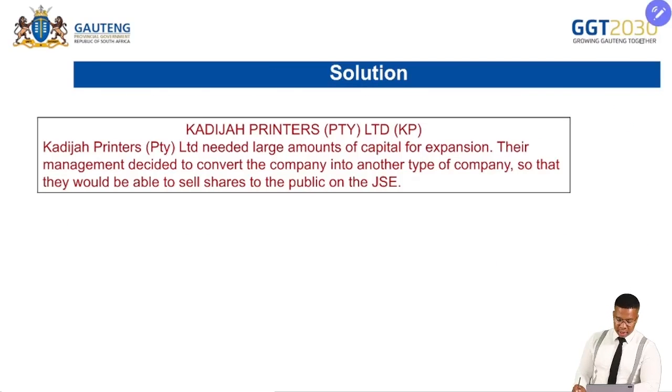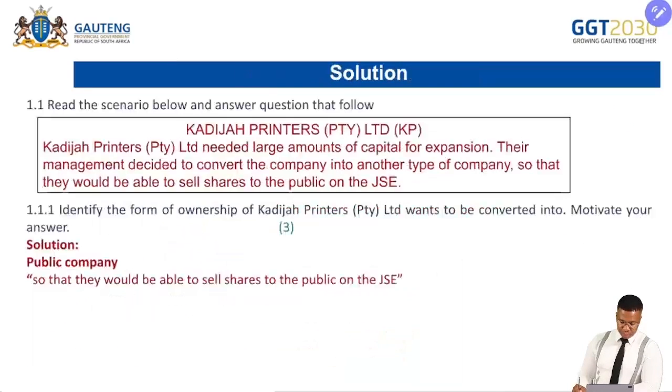So the answer there was supposed to be public company, so that they would be able to sell shares to the public on the JSE. The issue of the JSE, Johannesburg Securities Exchange, gives you an idea that this is a public company, because a public company is able to sell shares on the stock exchange. Then that's one mark for motivation.